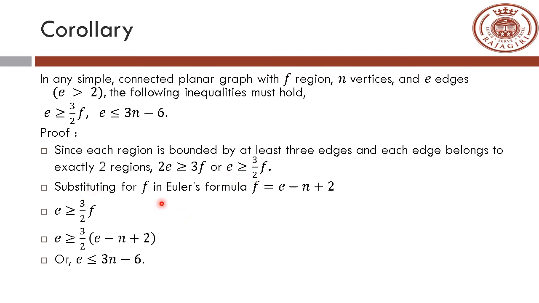Now substituting for f in Euler's formula, f = e - n + 2. From the first relation, since e is greater than or equal to 3/2 f, we substitute e - n + 2 for f. We are getting e is less than or equal to 3n - 6.